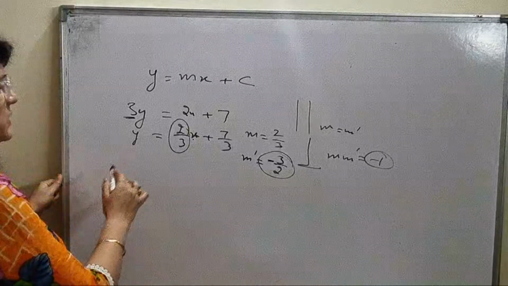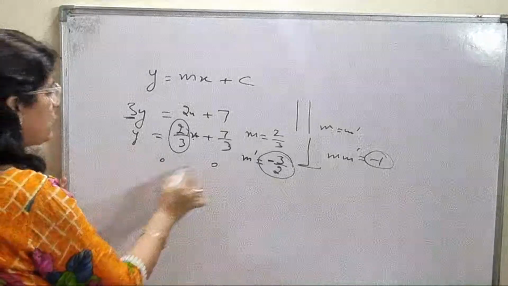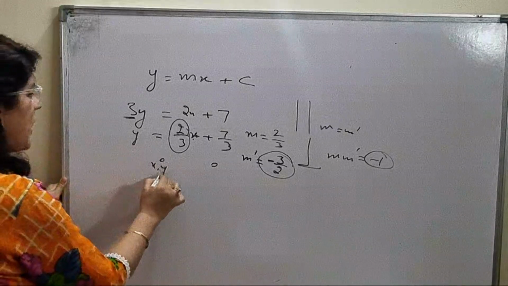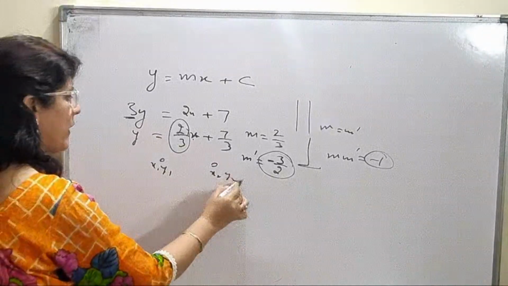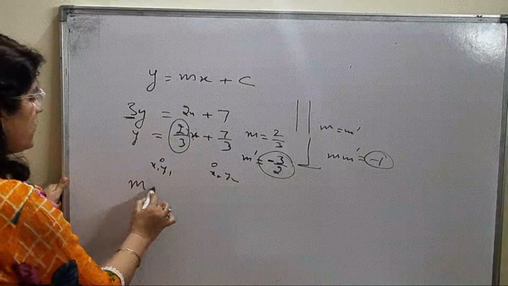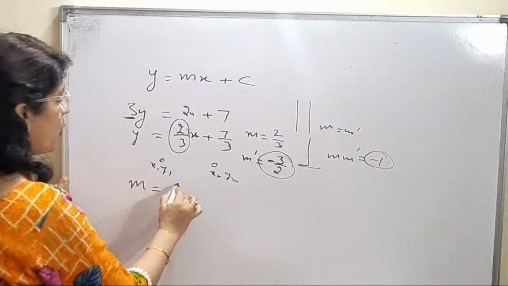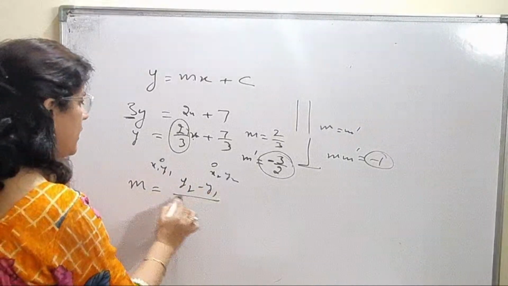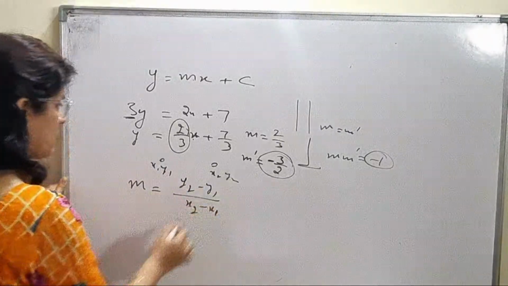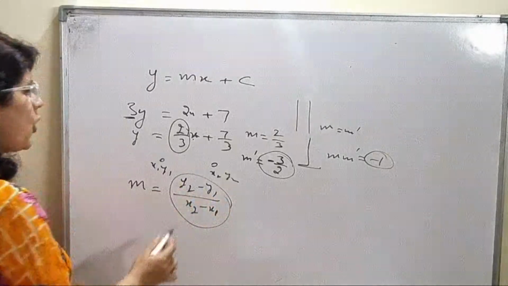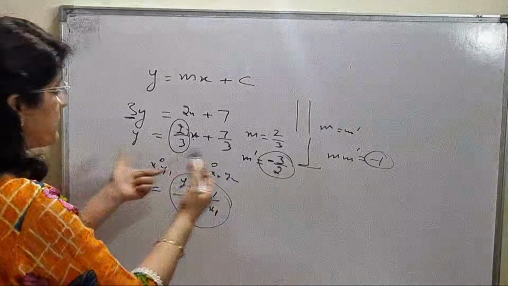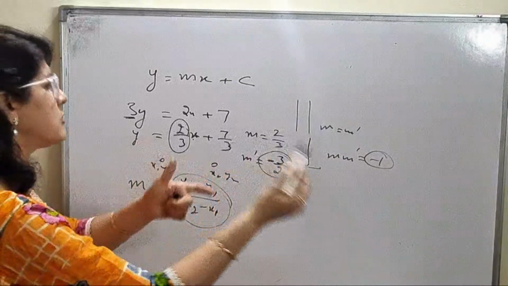Right? If I am taking 2 points, so if 2 points are given, then x1, y1 are the coordinates of first and x2, y2 are the coordinate of second. Then we can find the slope first. So slope is y2 minus y1 upon x2 minus x1. So now we are ready with the slope, and we can substitute this slope value in point slope form.